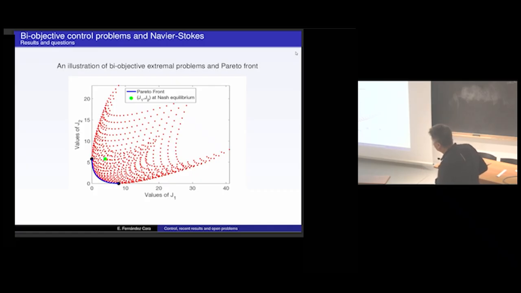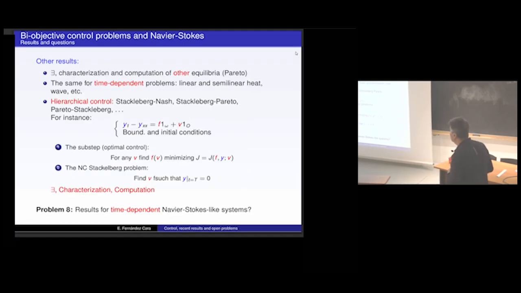And I take the opportunity to compare here and to mark which is the location of the Nash equilibrium in this plane. So the values furnished by Nash equilibrium have nothing to do with this characterization of Pareto equilibrium. Okay, this could also be done for Navier-Stokes and it would be interesting to compare. Other results can also be obtained for time-dependent problems like linear and semi-linear heat equations, etc. There are other things to do concerning Navier-Stokes and other systems when we speak of hierarchical control.